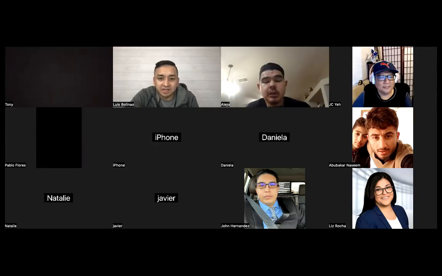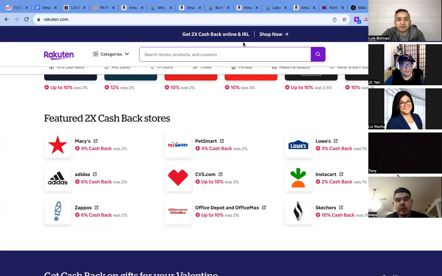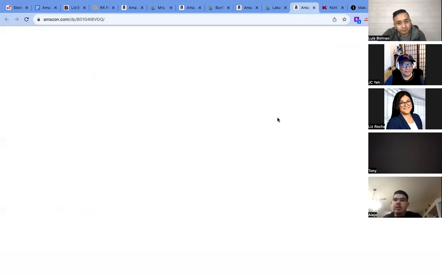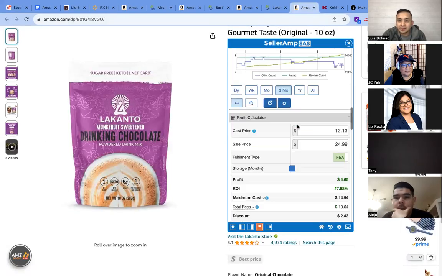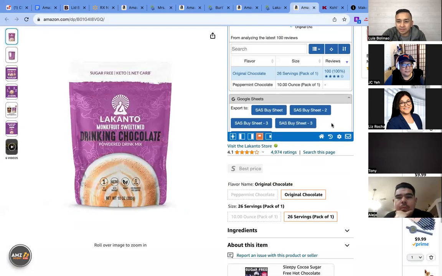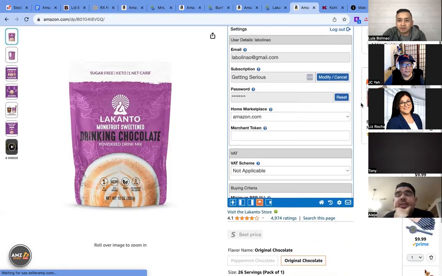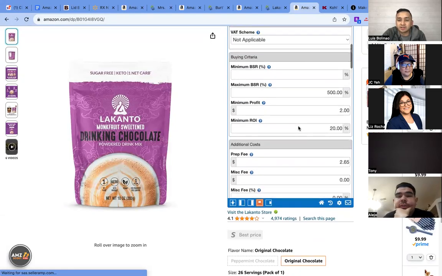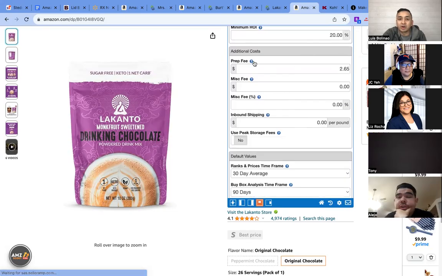The thing about Seller Amp is that I forgot to tell you guys about this. Here, there's an option, the settings option. And I usually plug in my cost for my prep, right? Here I put $2.65 for my prep cost. And then this one is 0%.